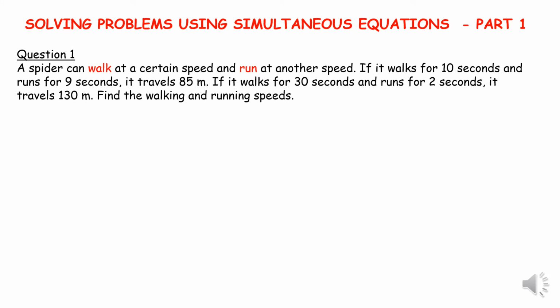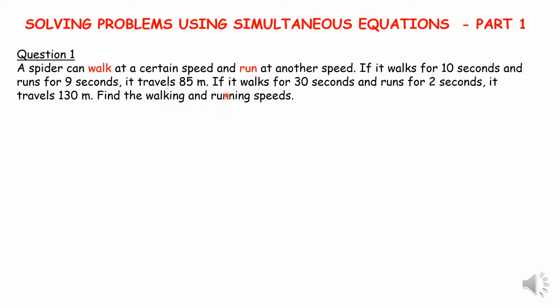Right, so the very first question here is about a spider. If you read through the question, you see it says that the spider can walk at a certain speed and run at another speed. So we do not know the speed. If it walks for 10 seconds and runs for 9 seconds, it does a total distance of 85 meters. If it walks for 30 seconds and runs for 2 seconds, it then travels 130 meters. We need to find the walking and the running speed.